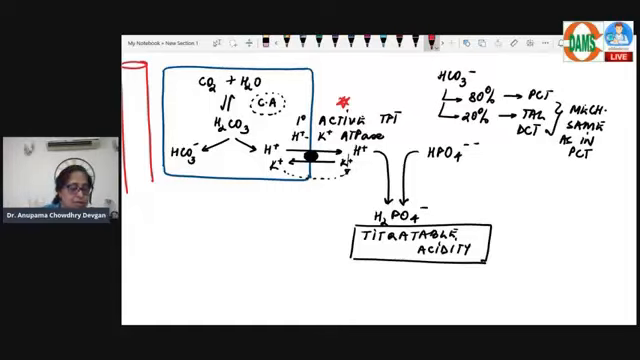Counter transport is only for secondary active. It is not used for primary active. This is titratable acidity. Okay?